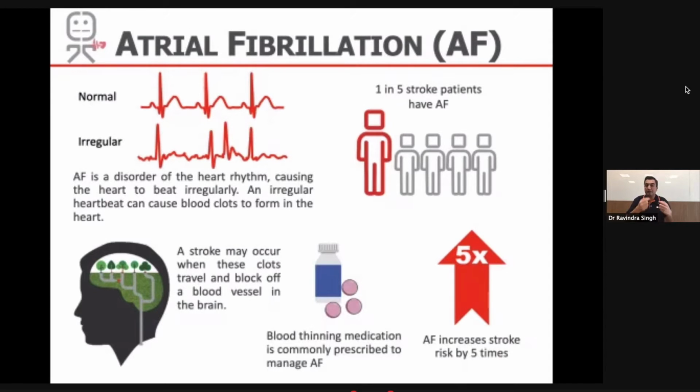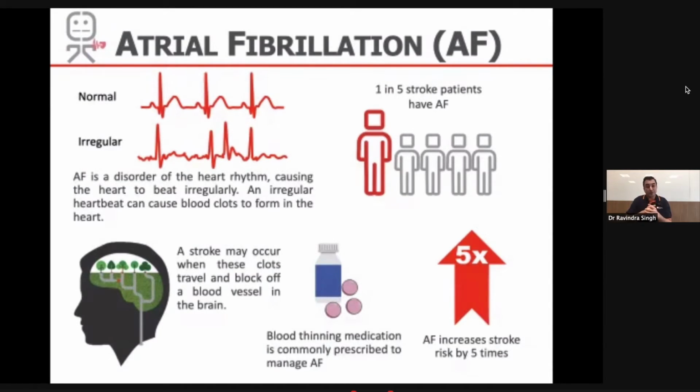And irregular heartbeat can cause blood clots to form in the heart. These clots from the heart can travel to the brain and can cause stroke. So remember, irregular heartbeat or AF is a cause for stroke. 1 in 5 stroke patients have AF. A stroke may occur when these clots travel and block the blood vessel in the brain. It could be a minor stroke, it could be a major stroke. Remember, AF increases stroke risk by 5 times.